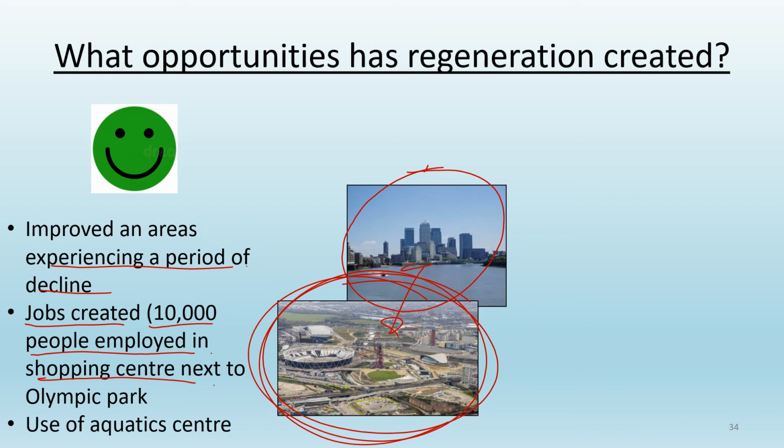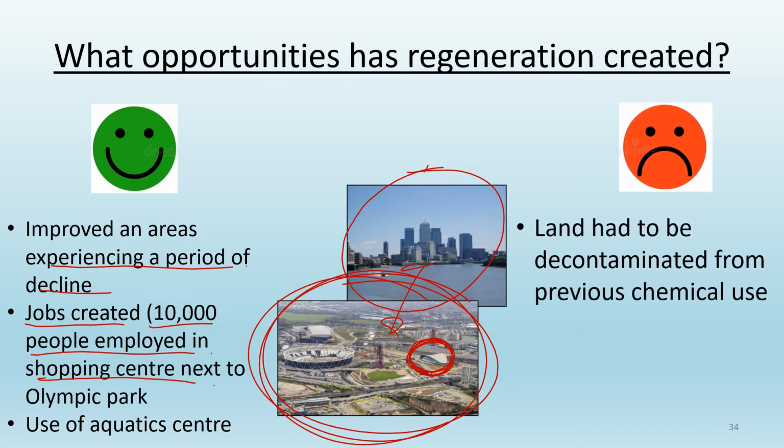Also, the aquatic centre there, which I'm circling now, the aquatic centre can now be used by the local population, improving their health, therefore increasing their life expectancy and reducing pressure on the healthcare system. Unfortunately, though, the land that was once prior to the London Olympics did have to be decontaminated from previous chemical use, which was very expensive.